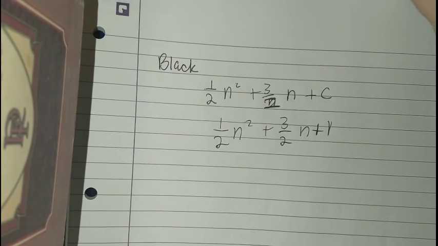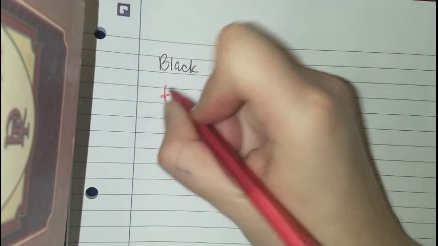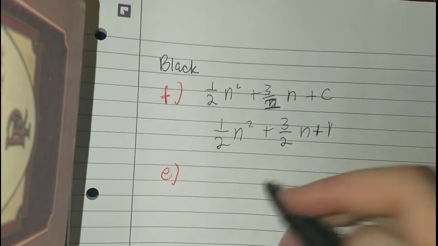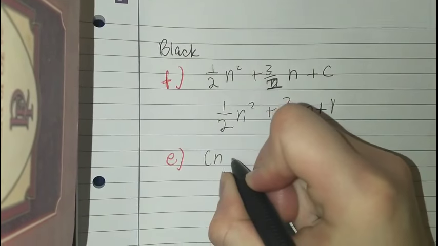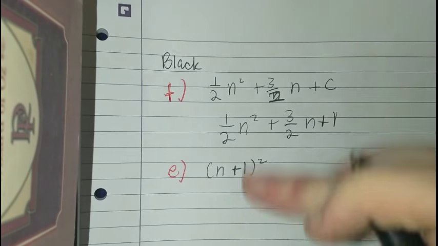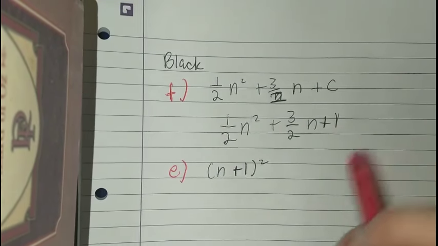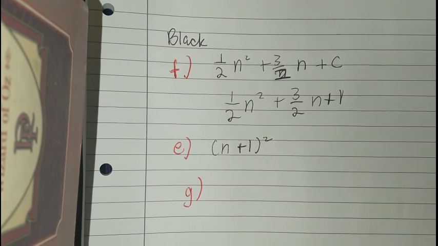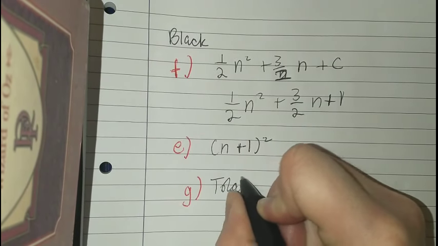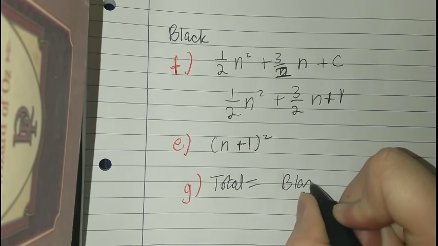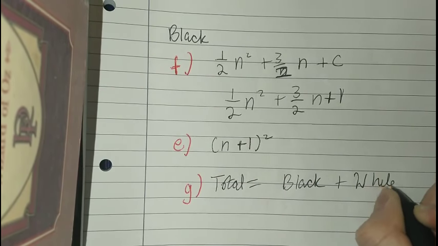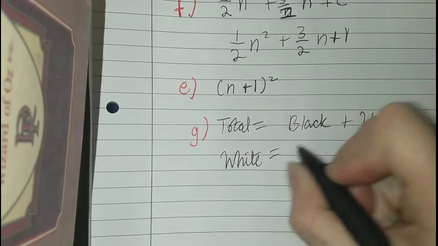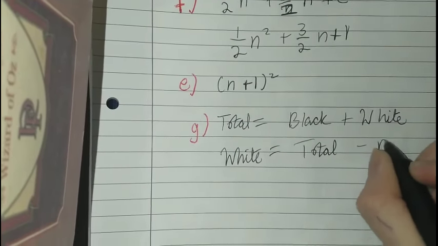So we were asked to use our answers in E and F. This was our answer from F, and our answer from E, where we were asked to find an expression for the total number of triangles, was n plus 1 squared. And then in part G, we were asked to use our answers from parts E and F to find the number of white triangles. The total number of triangles is equal to the number of black triangles plus the number of white triangles. So if we wanted the number of white triangles, that would be equal to the total minus the number of black triangles.